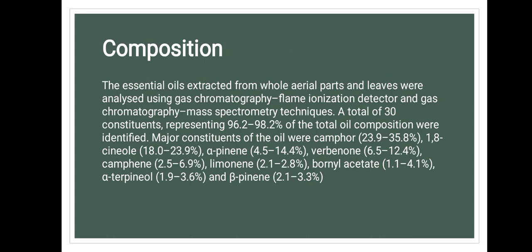Composition. Basically, as I said, it is found in most of the Mediterranean region, and it is extracted mostly from the aerial parts and the leaves of the rosemary plant. Out of a total of 30 constituents, representing 69.2 to 90.8 percent of the rosemary oil, the major constituents were camphor, cineol, alpha-pinene, verbenone, camphene, limonene, bornyl acetate, alpha-terpineol, and beta-pinene.